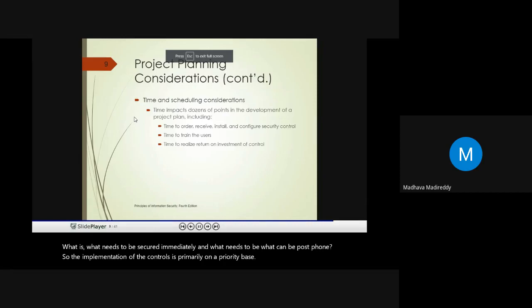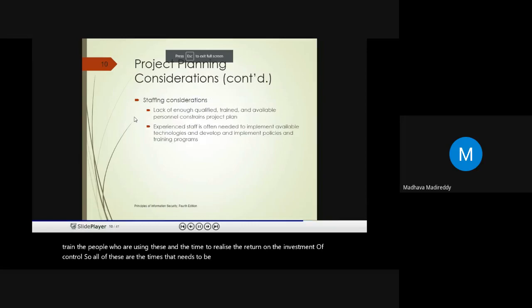So the time and scheduling considerations are also critical. The time impacts dozens of points in the development of a project plan. For example, it can be time to order, time to receive, time to install, and time to configure the security control, and the time to train the people who are using this, and the time to realize the return on the investment of the control. So all of these are times that need to be taken into consideration.